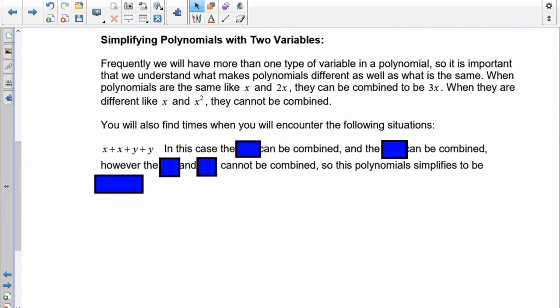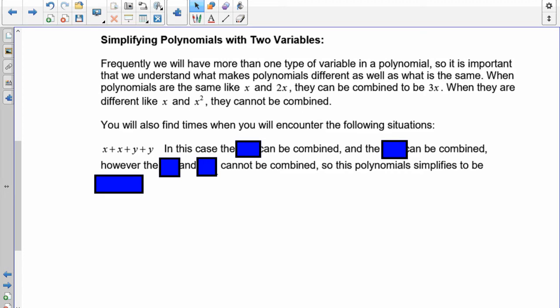So frequently, we have more than one type of variable in a polynomial. So it's important that you understand what makes the polynomial different as well as what makes it the same. When the polynomials are the same, like the x's, which are your rectangles, they can be put together because they're all rectangles. You just count the rectangles. If they're all 1s, like little tiny squares, you can put all those together. If they're all large squares, x squareds, then you can put them together. But you can't put a large square with a 1, and you can't put a large square with a rectangle, and you can't put a rectangle with a 1. Everything's got to have the same shape and size, right?